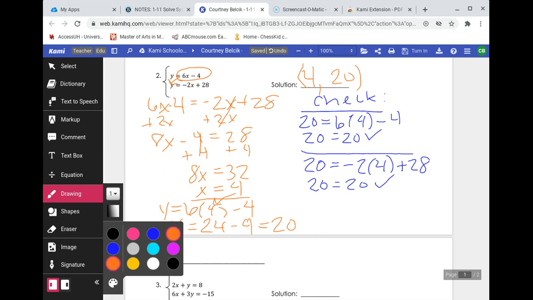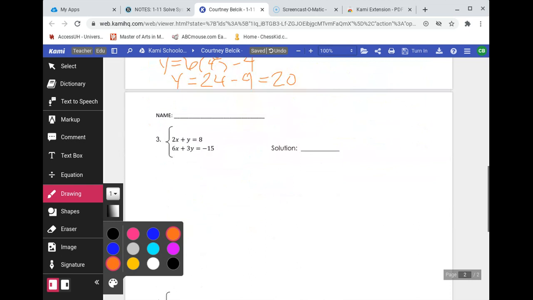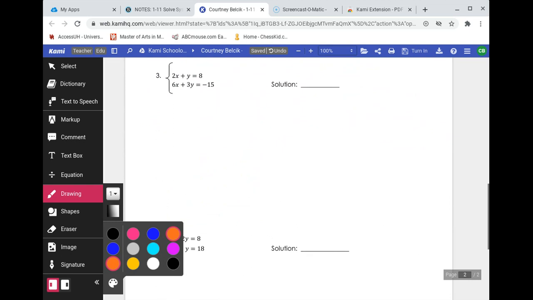Moving right along, if I go to example 3, there we go. Step number 1 is to solve one equation for a variable. Out of both of those equations, I see that the variable y in the first equation doesn't have a coefficient visible. Its coefficient is an invisible 1. So I'm going to choose the first equation, and I'm going to choose y to solve for.